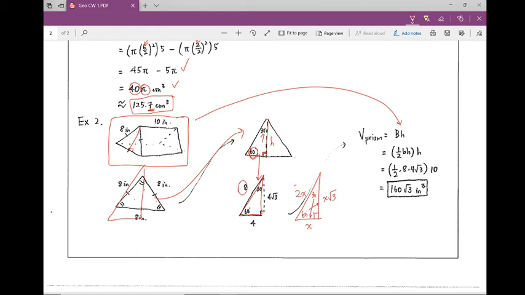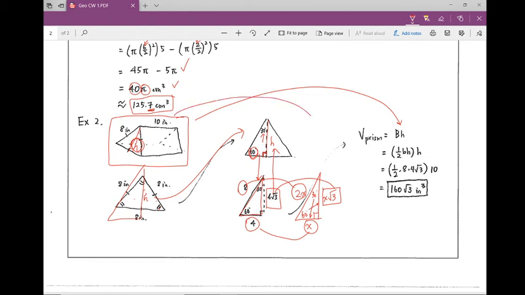So because 8 is 2x, I know that my shortest side is going to be 4, and therefore this is going to simply be 4 square root of 3. That was important for us because now I know my height.